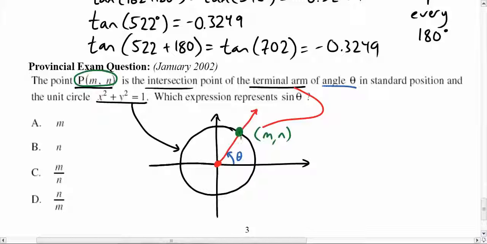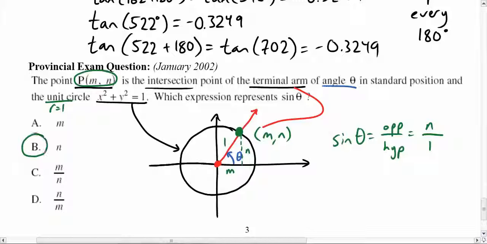So now if I draw a triangle there, then M is the length, N is the height, and because it's a unit circle, the radius is 1. So sine theta, opposite over hypotenuse, is N over 1. B.